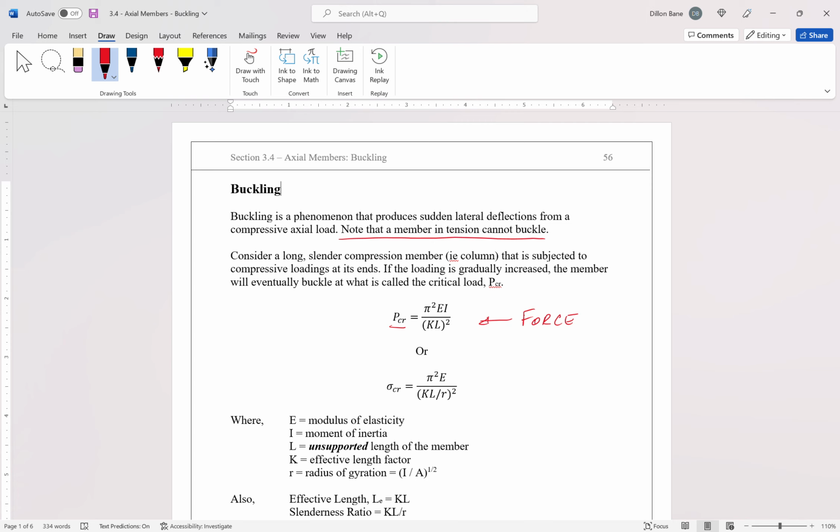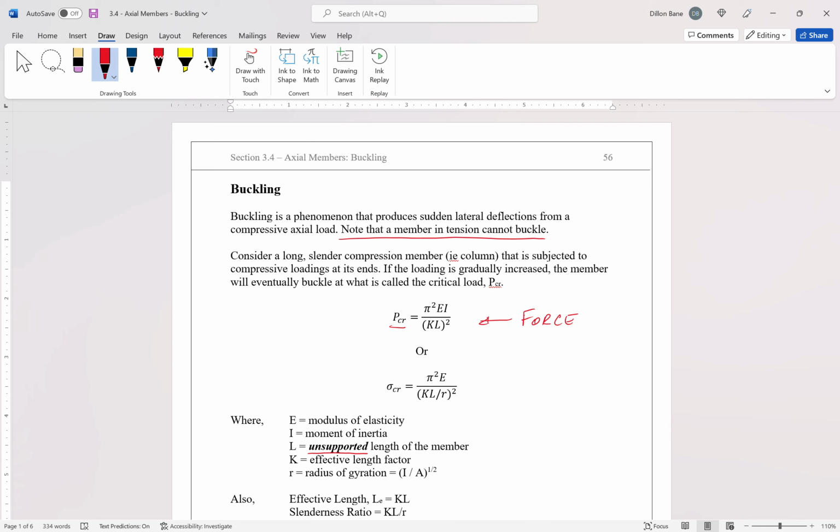L is what we call the unsupported length of the member, right? That word right there, unsupported, is very, very critical for you to be able to understand what length we're talking about when we're talking about these compression members. So, the unsupported length of the member.